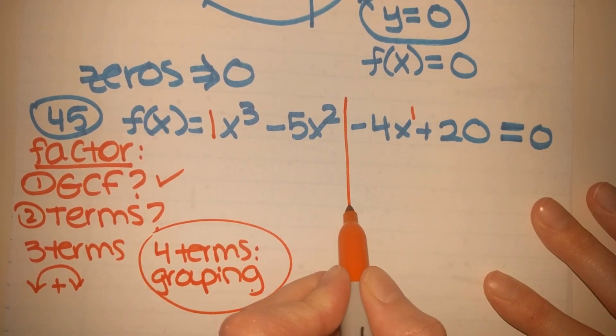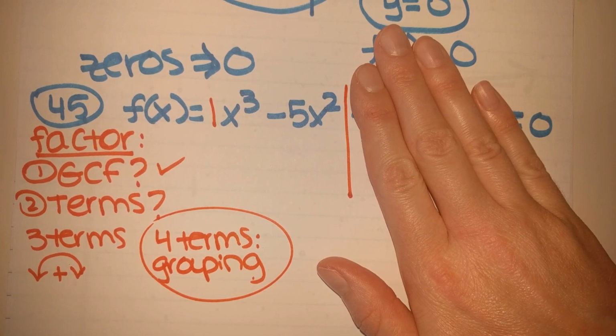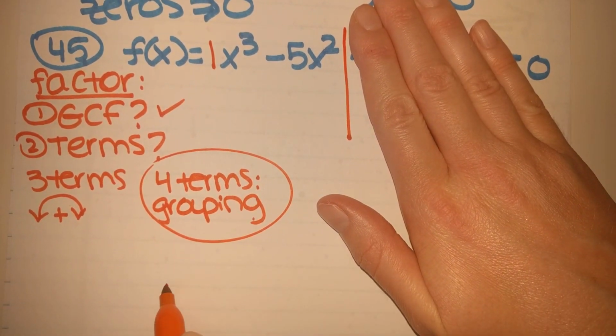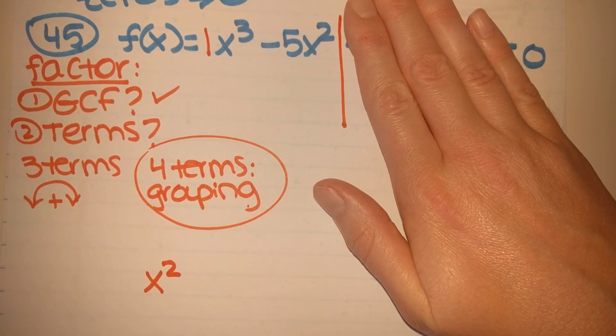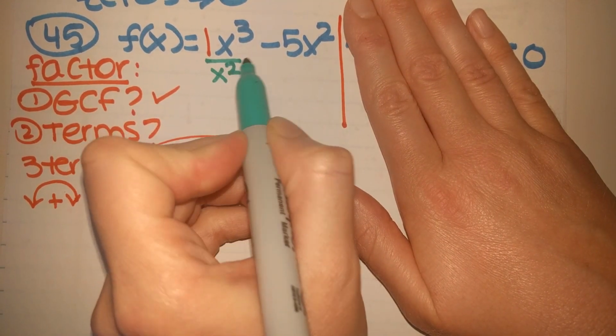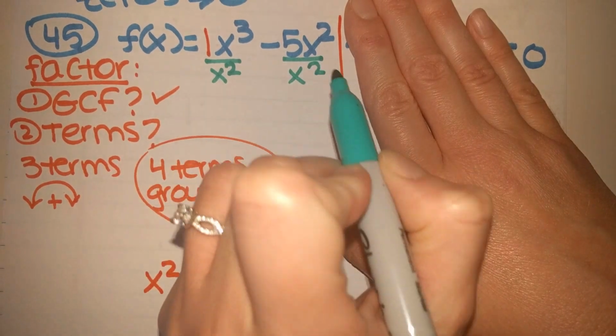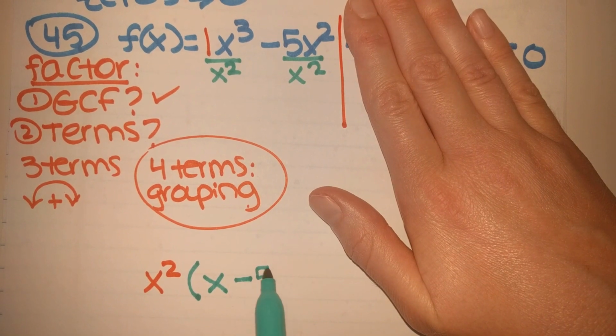So I look at the first 2 terms and ask myself, what is common to those 2 terms? We have an x squared that is common to both terms. Remember, when you're trying to find the GCF for both of the terms, you're really looking at the smallest exponent. So we take out an x squared, which means we are dividing both of these terms by x squared. We divide this by x squared, divide this by x squared, and what we're left with is x minus 5.